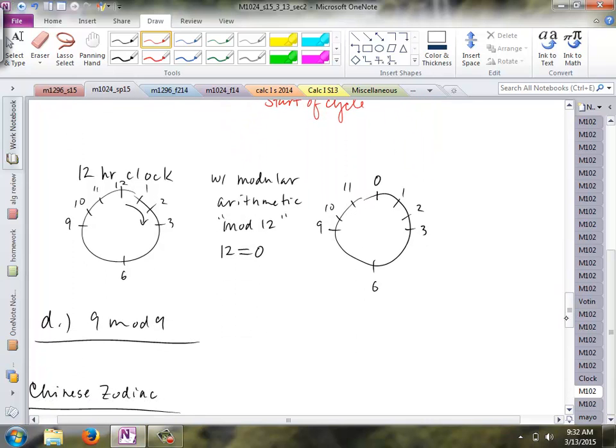Okay, let's see. Can you guys do this one? What's 9 mod 9? The rule, which is off the page, is if the first number is greater than or equal to the modulus, or the second number, do the long division and find the remainder. So what's it going to be? 0. Or if you think about it, if you have a clock that goes up to 9 and you go 9 along, you're going to be back at the beginning.